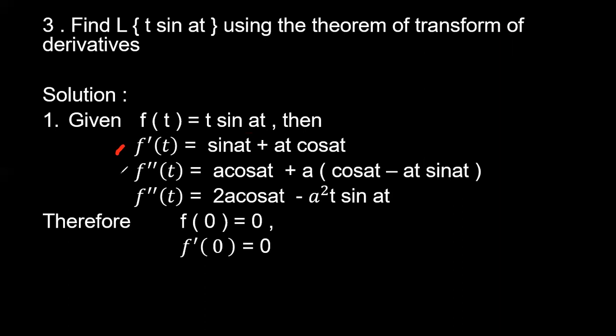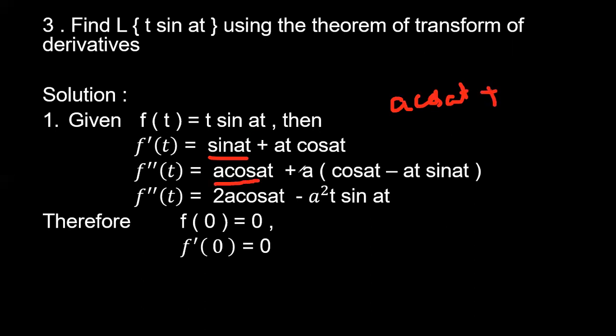Now we have to apply one more differentiation for the above function, that is nothing but f double dash of t. If you want to go for the second derivative, then you have to use this function, because the above function has already been differentiated one time. If you do one more differentiation to this term, then it's clear that we have done the differentiation two times. So what is the differentiation of sin at? It is nothing but a cos at, which is written here.